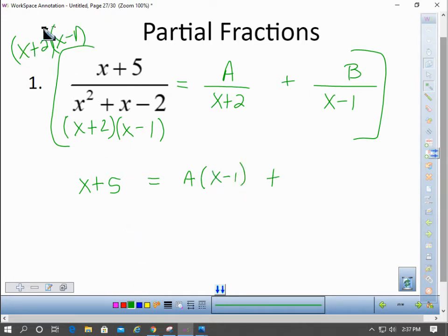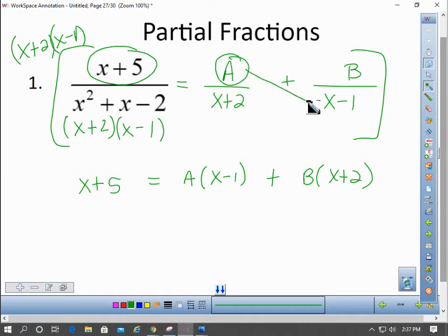Then you're going to multiply this common denominator times this second term over here. So the x minus 1's are going to cancel, and you're left with B times x plus 2. And that's what happens every single time. You end up just having your numerator. It ends up being this term times this, and then this term times that. That's what happens every single time.